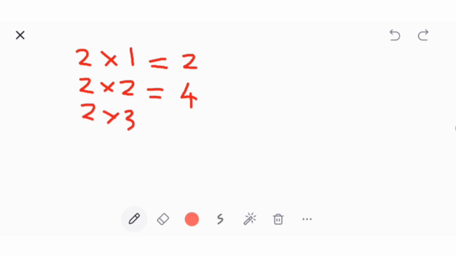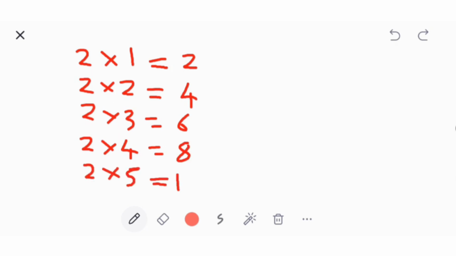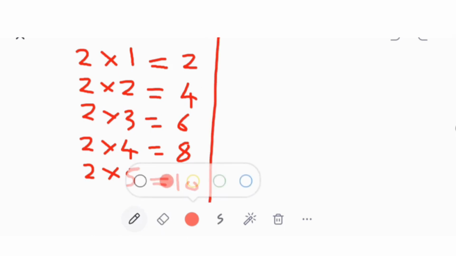So you have 2 times 1 is 2, 2 times 2, this gives 4, 2 times 3, 6, 2 times 4 equals to 8, 2 times 5 equals to 10. Then you continue. 2 times 6 is what? 12.